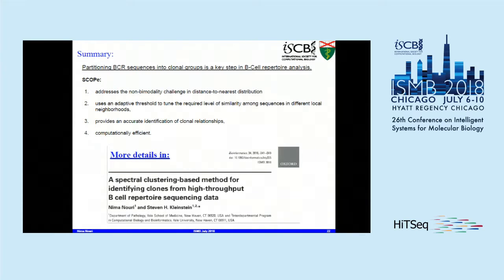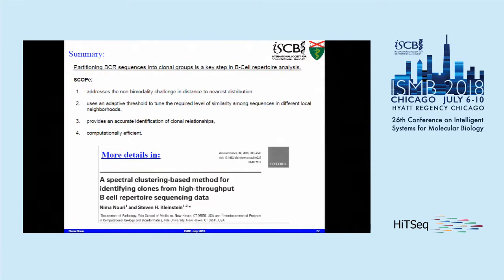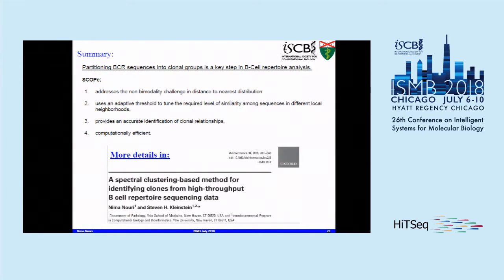Okay, in summary, partitioning B cell receptor sequences into clonal groups is a key step in B cell repertoire analysis. SCOPE addresses the non-bimodality challenge in the distance to nearest distribution, uses an adaptive threshold to tune the required level of similarity among sequences in different local neighborhoods, provides an accurate identification of the clonal relationship, and is also computationally efficient. There are more mathematical details that I didn't bring up. There was no time to discuss them, but you can go to the Proceedings paper which was published. It's online, and look at the details.